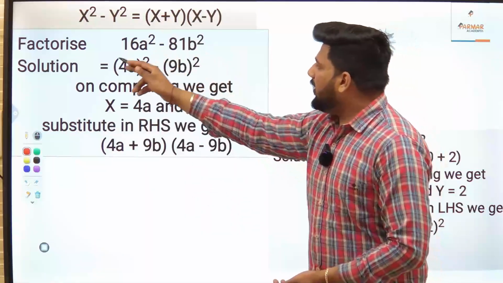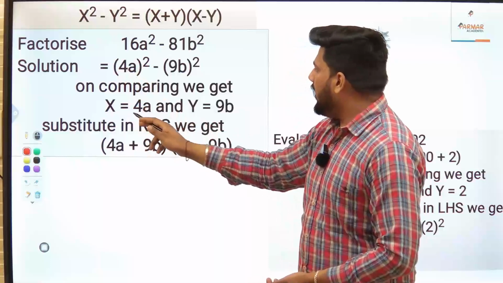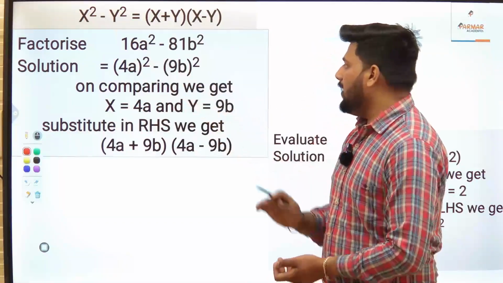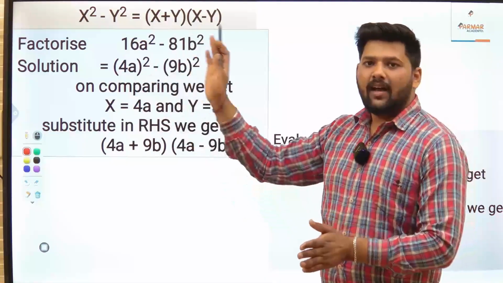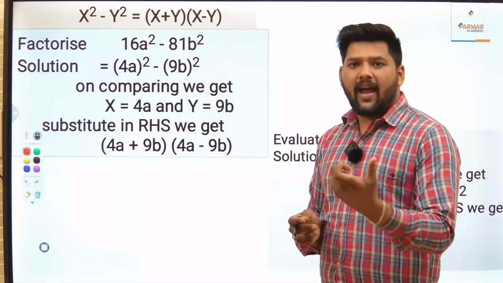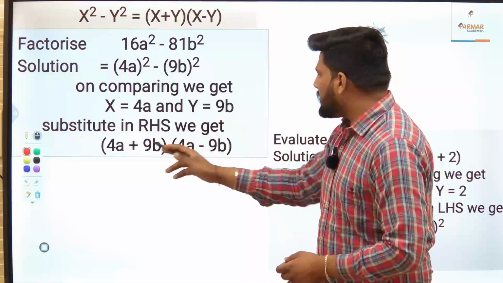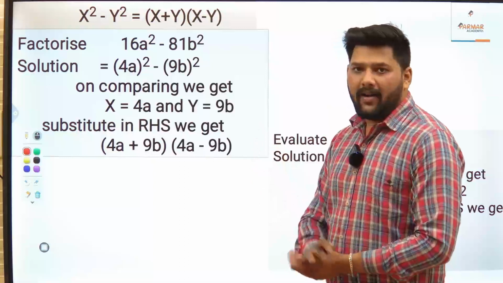Now compare it with the left hand side. I will get x is equal to 4a and y is equal to 9b. Now put these values in the right hand side. One time plus, one time minus. Both the values get added one time and both the values subtracted one time. So 4a plus 9b and 4a minus 9b.